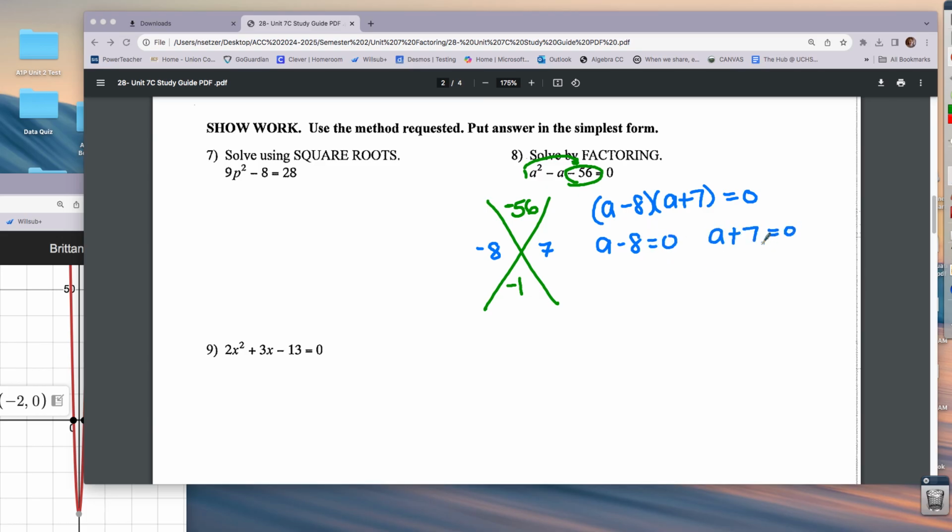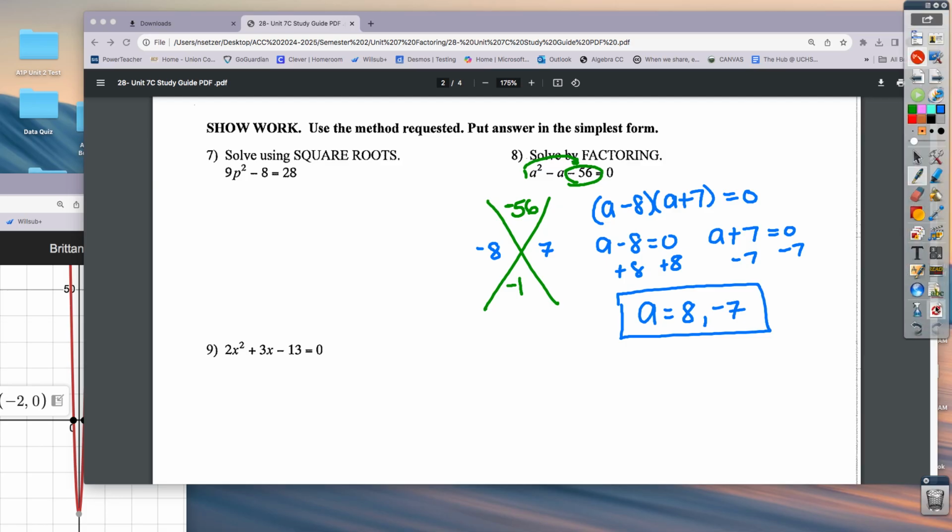So two factors because two places where it's going to cross that x-axis. Add 8, so a equals 8, and subtract 7, and a equals negative 7. So this is my solution. All right. And then I would check it in Desmos.